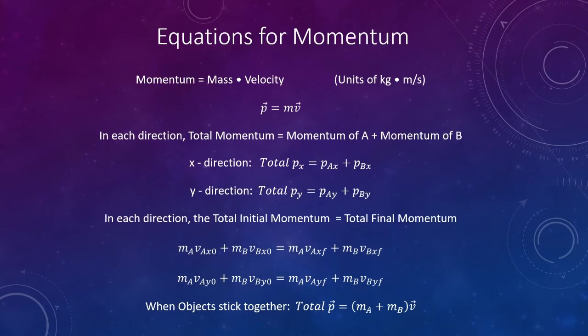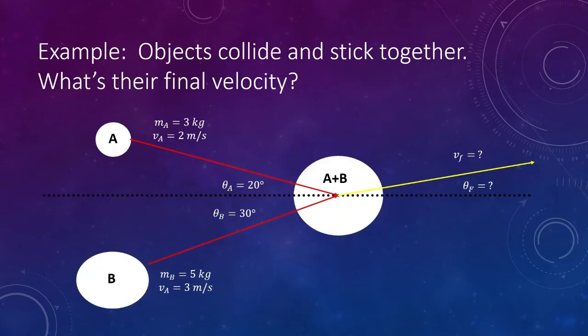So let's do that. We're going to have a case where we have two objects, A and B. They're both moving at an angle, and they collide and stick together after the collision, and we're going to find how fast they're going and at what angle after the collision. And we'll solve this by looking at the total initial momentum, and then saying, okay, that's the total final momentum, and use that to get the final velocity.